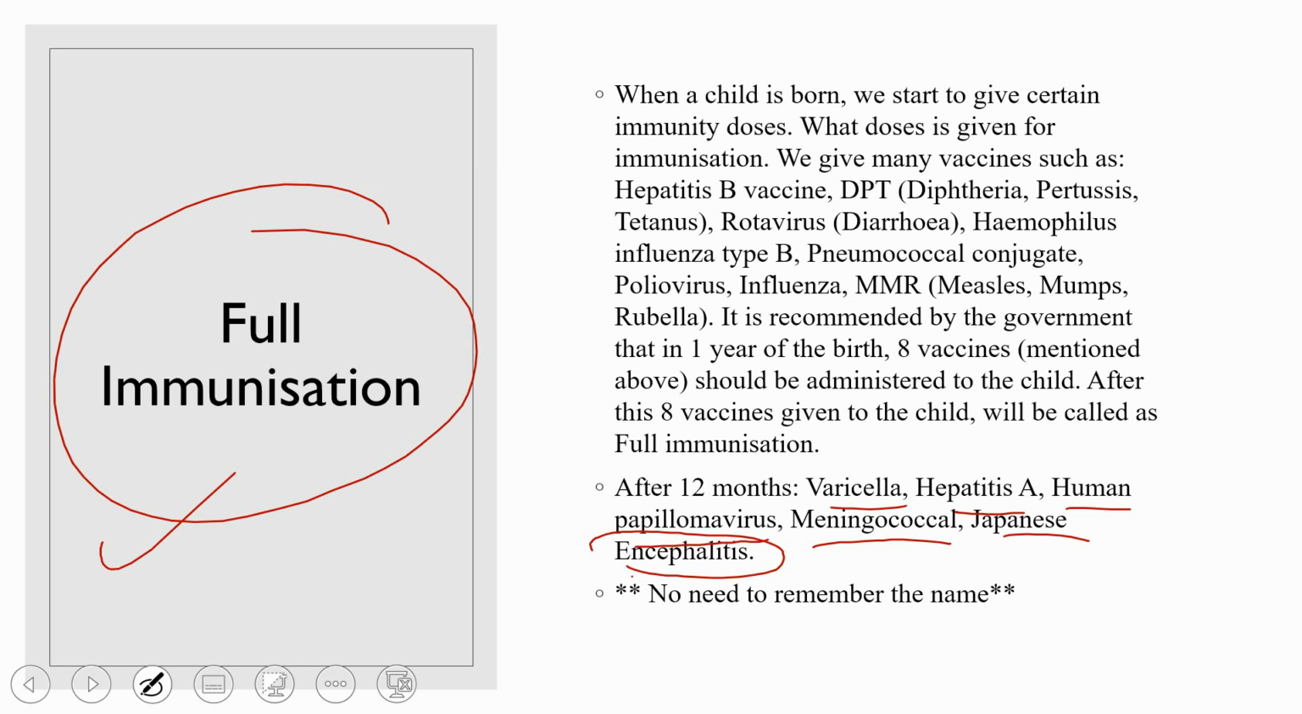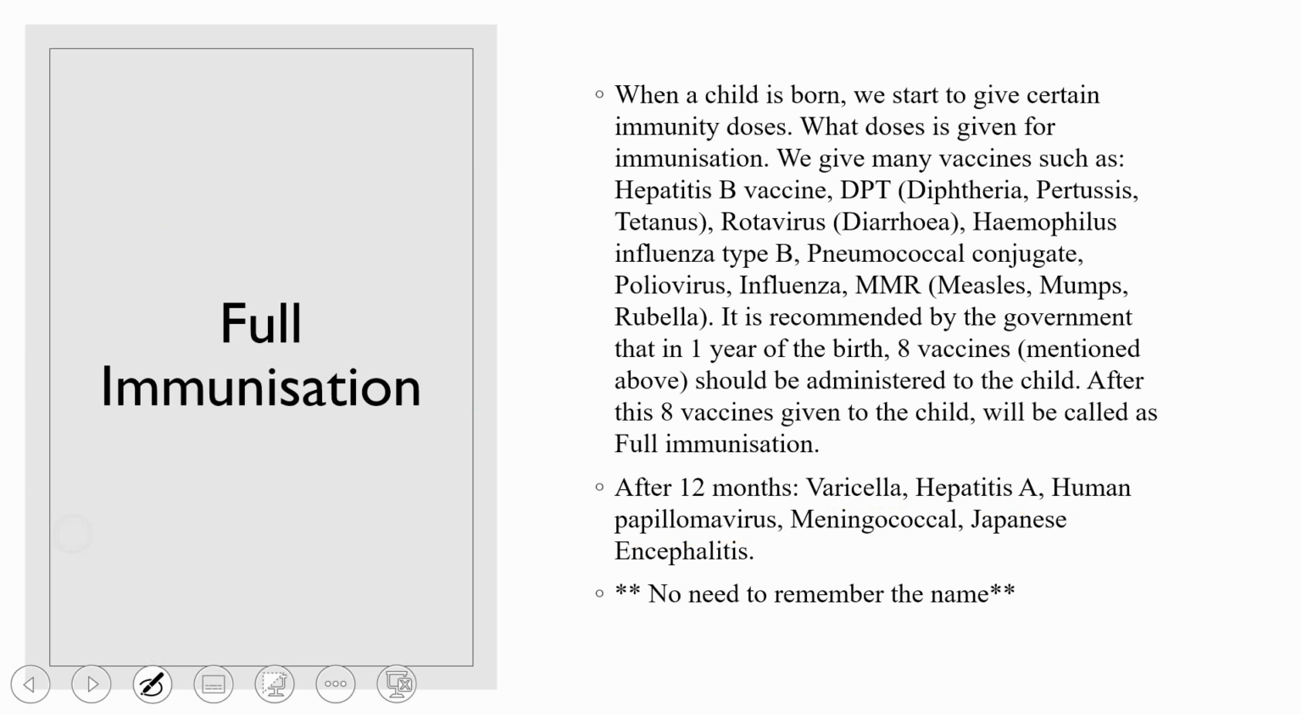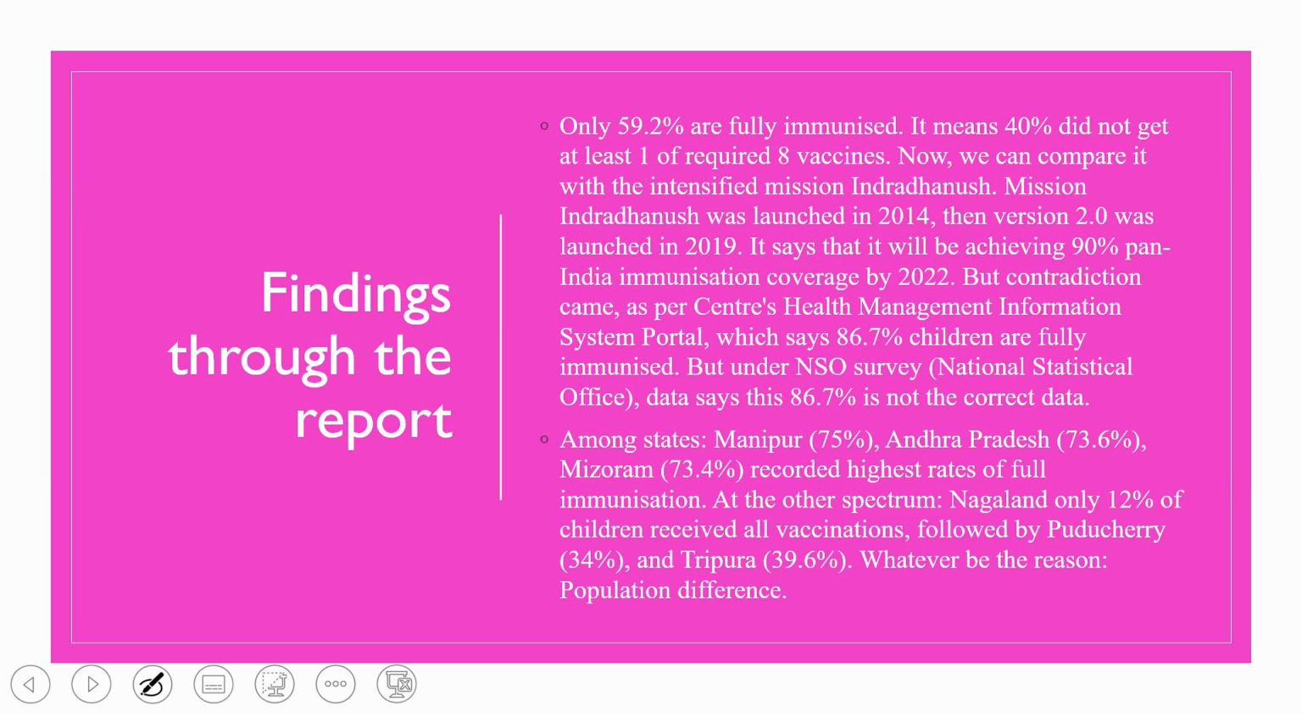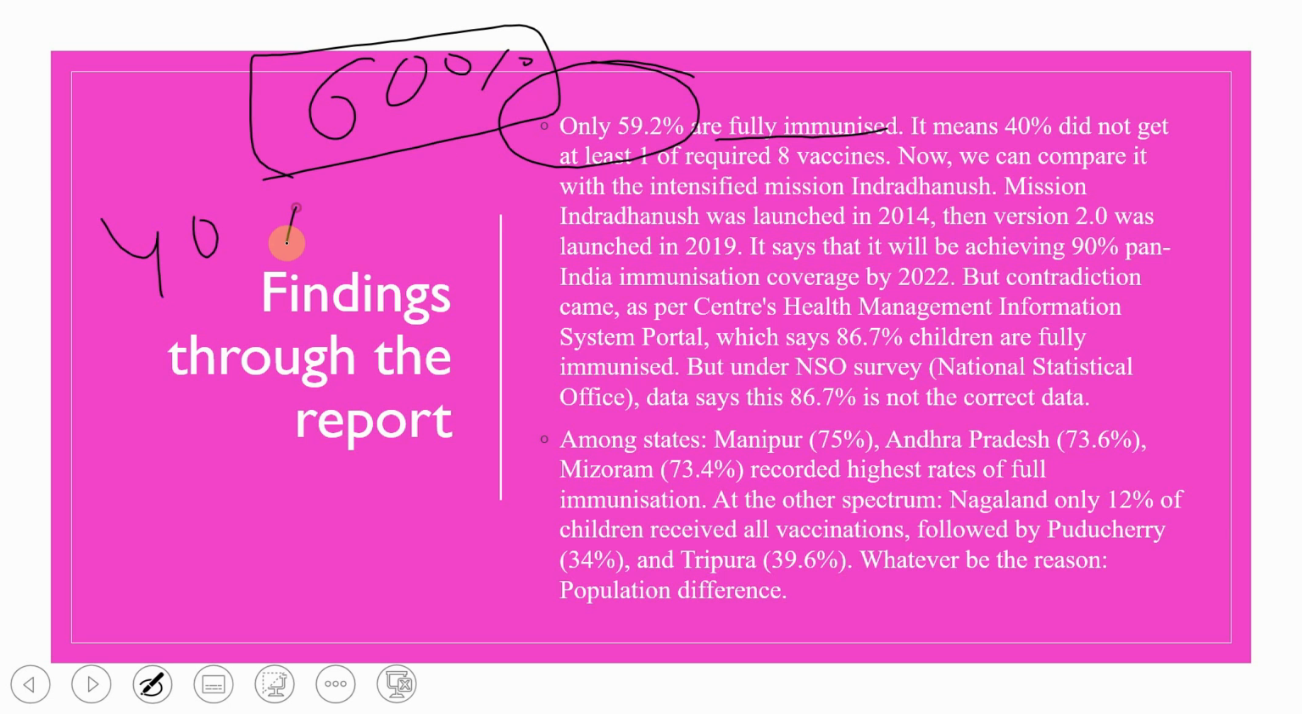Okay, now we will see the data on how many children are fully immunized in India as per the NSO data. Only 59.9% are fully immunized, that is around 60% are fully immunized, and the rest 40% are not.